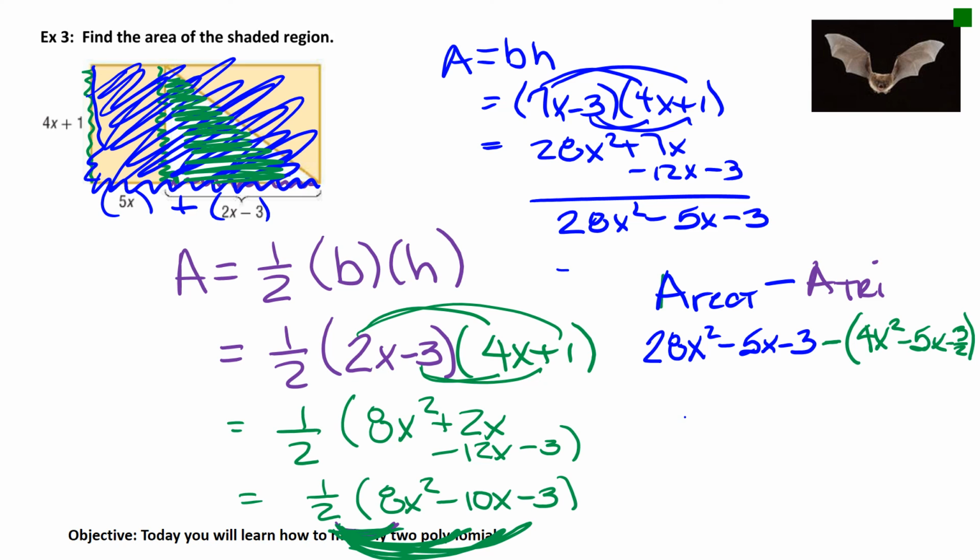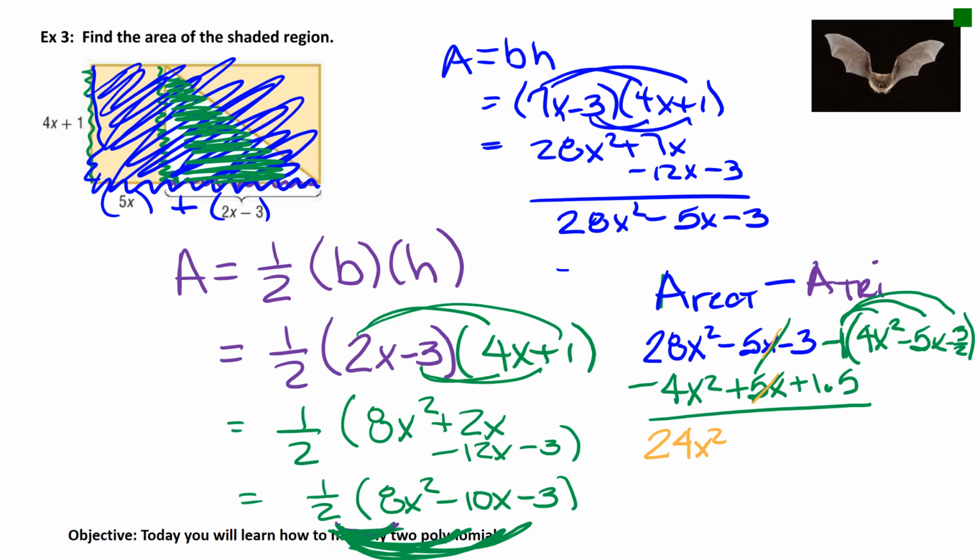So remember what happens with that negative. It's a -1. So when I distribute, that's -4x squared. So it goes over here. When I distribute the -1 times 5x, that's a positive 5x. So it goes here. When I distribute -1 times -3/2, that's a positive 3/2, which is actually 1.5. You could do that with your calculator. So those cancel. And my final answer is going to be 24x squared, cancel, cancel. And I've got -3 plus 1.5, and that's minus 1.5. That's your actual area of just this shaded region right here.